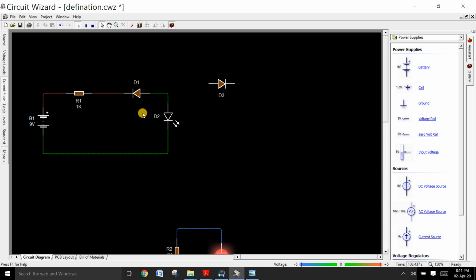In our next lecture, I will show you some other circuits to demonstrate the applications of diode.